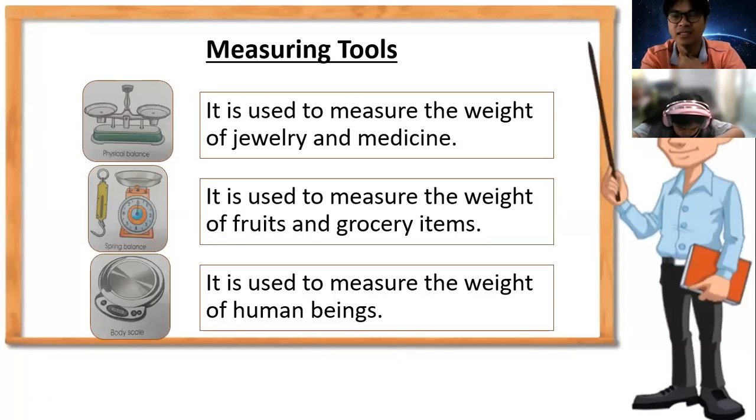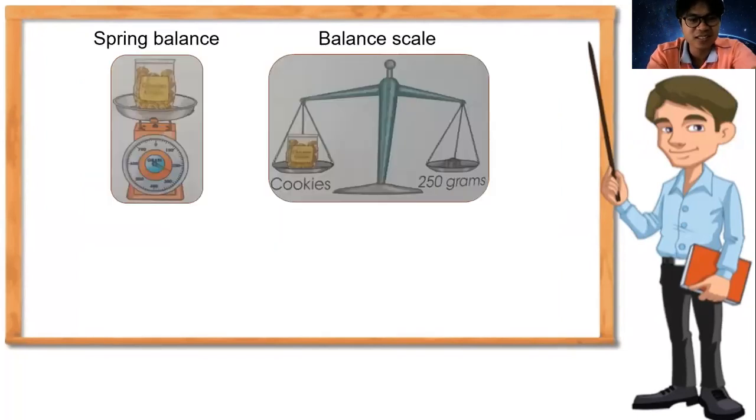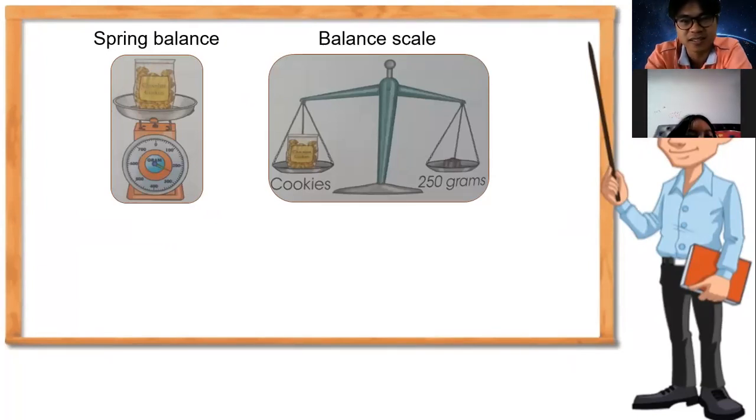This scale is appropriate to us as human beings. So we just step on this weighing scale, the body scale, and then we will know. This is digital, no? We will see the number. You can see the number, and it will tell us how much our weight is, okay? Our body weight.